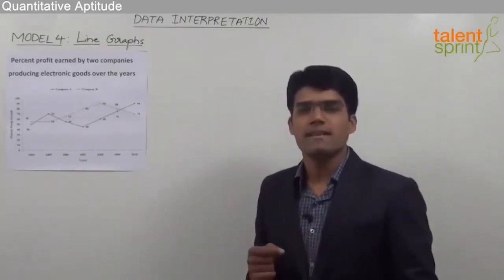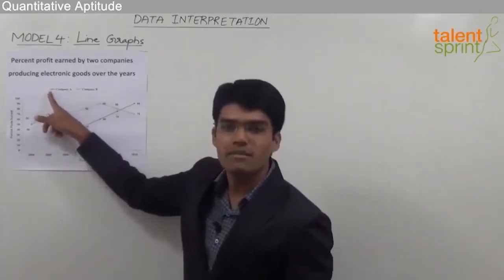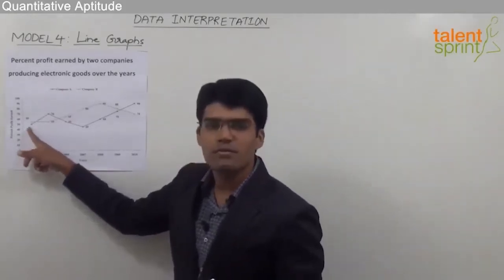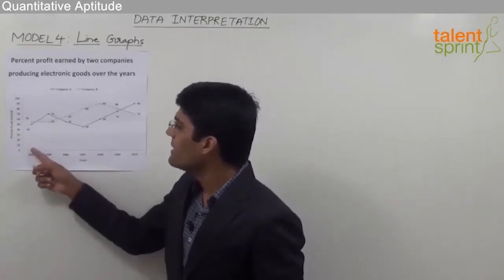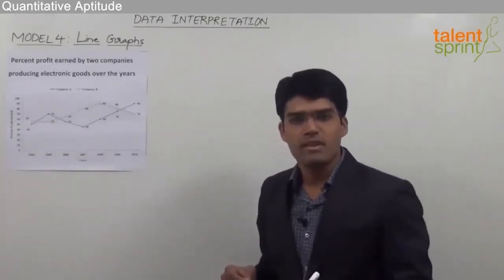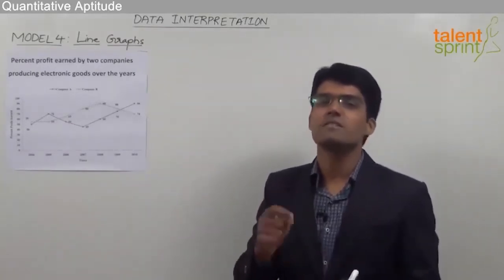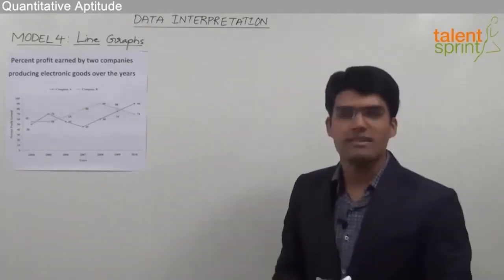For example, let's say we have to see what is the percent profit of company A in 2004. Now in 2004, we have two values here. One is 50, the other is 55. But since company A is represented by the line which has got squares on it, we can say that 50 is the percent profit of company A in 2004. Likewise, the percent profit earned by company B in 2004 will be 55. So the line which goes along with squares is that for company A and that with triangles is for company B. Let us now take the various examples that have been asked with this graph.